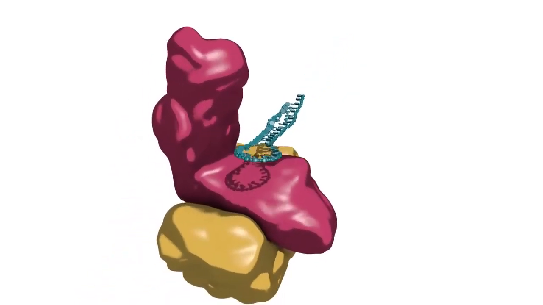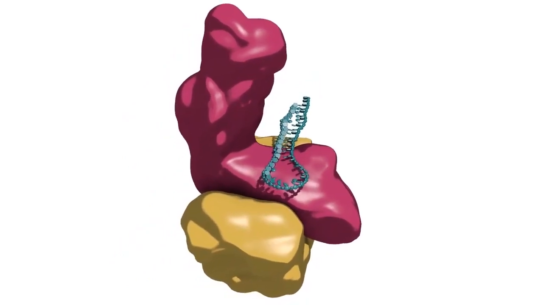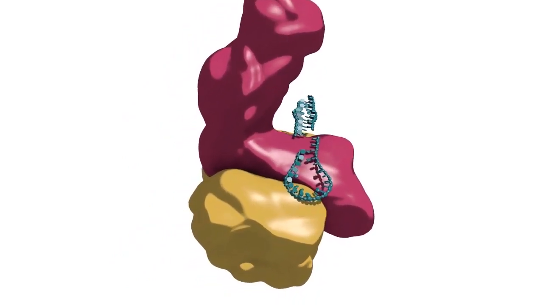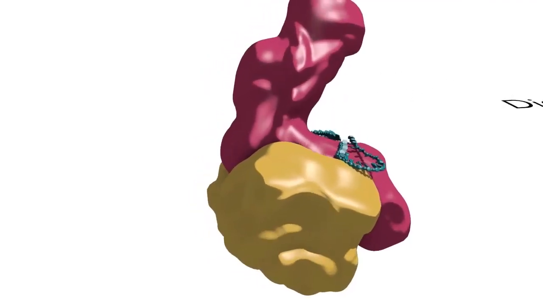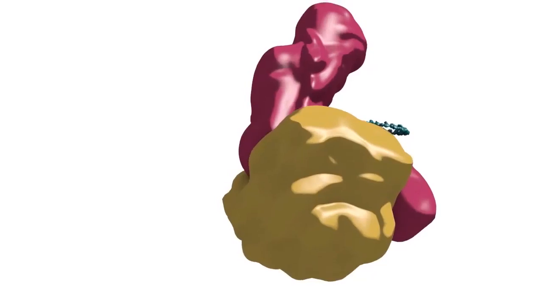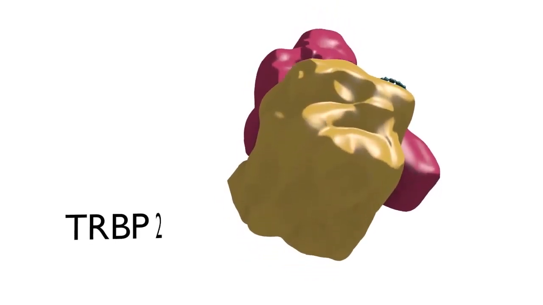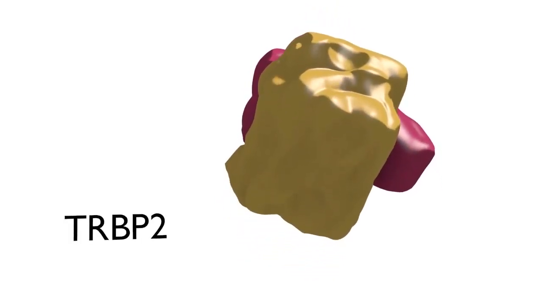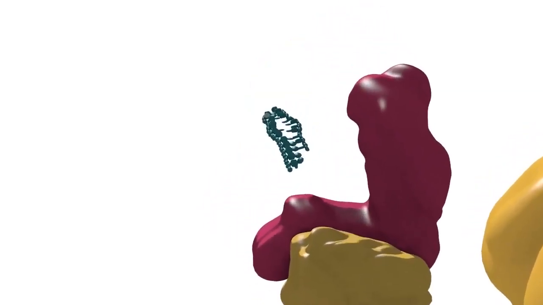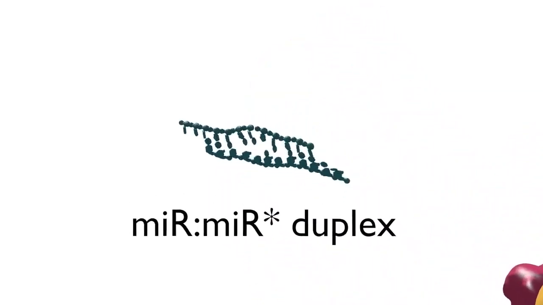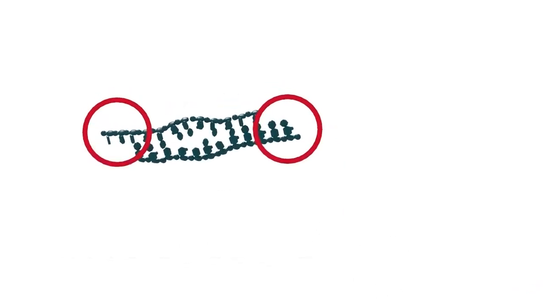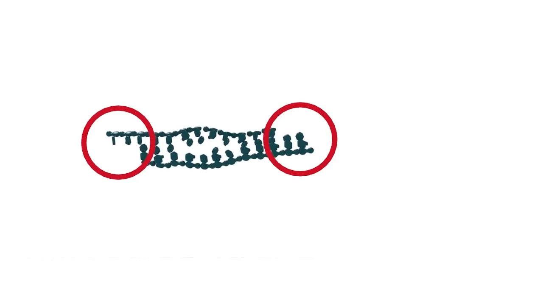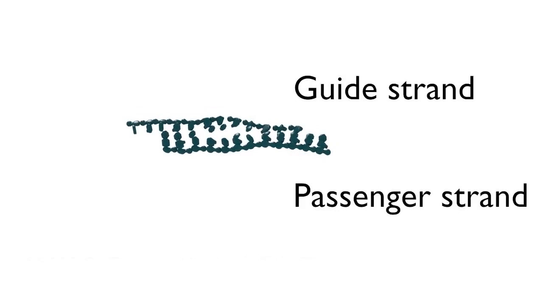In the cytoplasm, a second endonucleolytic cleavage reaction, generally referred to as dicing, is catalyzed by Dicer, another RNase III enzyme. Dicer is found in complex with a double-stranded RNA binding protein called the TAR RNA binding protein 2, or TRBP2. The product of this second cleavage reaction is called the miR/miR-star duplex. It carries 5' monophosphates and 3' overhangs of two nucleotides, and is not fully complementary. The two strands of this duplex RNA are called the guide and passenger strands.